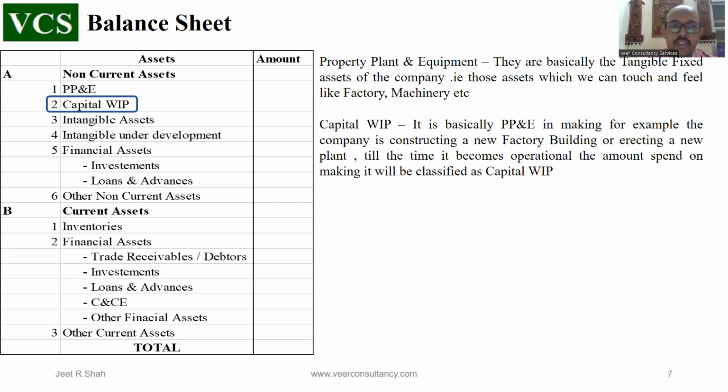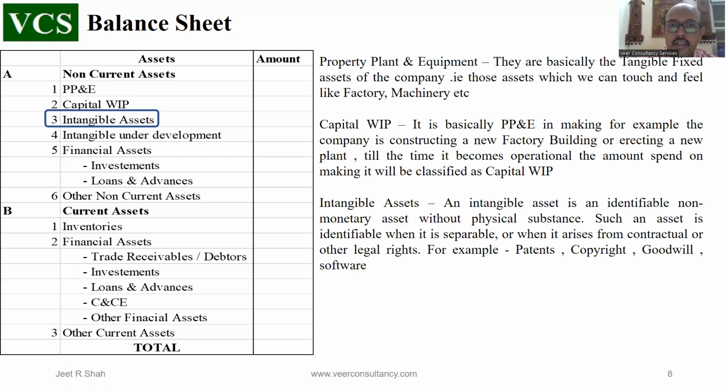The next that we see over here is capital WIP. Now, it is basically PP&E in the making. For example, a company might be constructing a new factory building or might be erecting a new plant. Till the time it becomes operational, the amount spent on making it will be classified as capital WIP. Again, the same concept of capitalizing certain expenses.